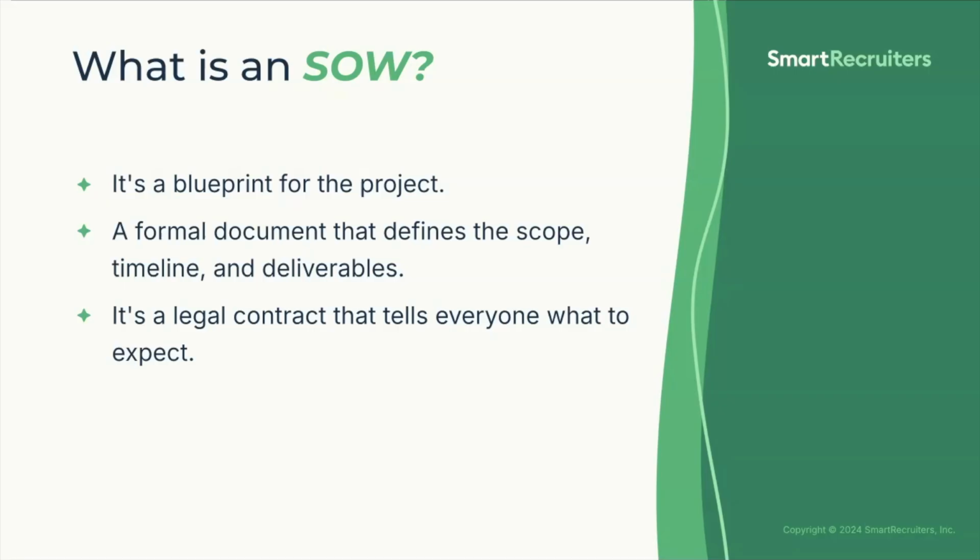First, let's start with a simple definition. The SOW is the blueprint for the project. It's the formal document that defines the project scope, timeline, and deliverables. Think of it as the ultimate source of truth. It tells everyone what to expect and what has been agreed upon legally.